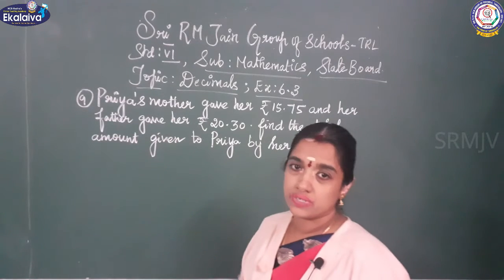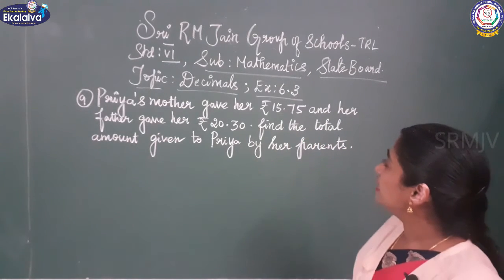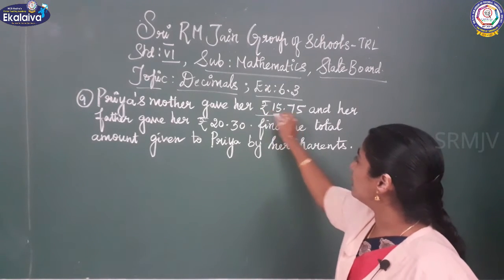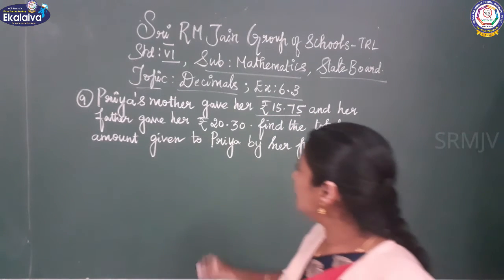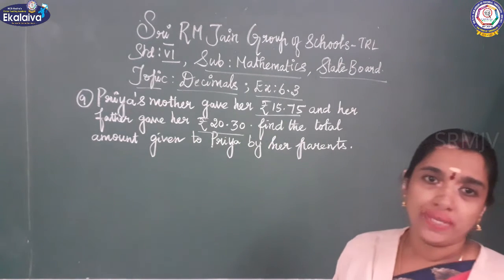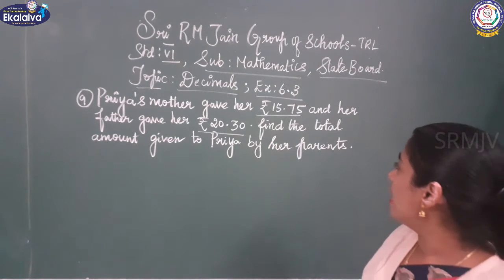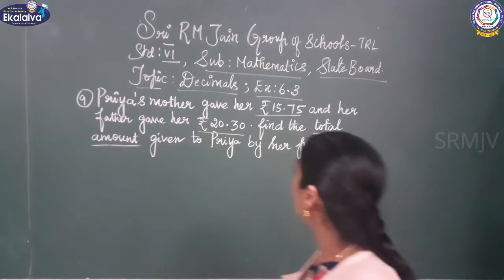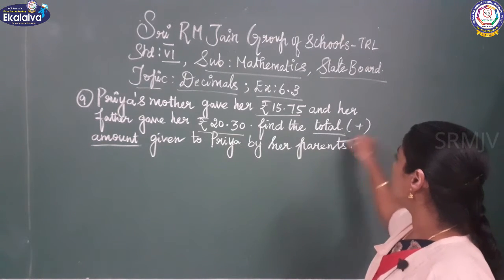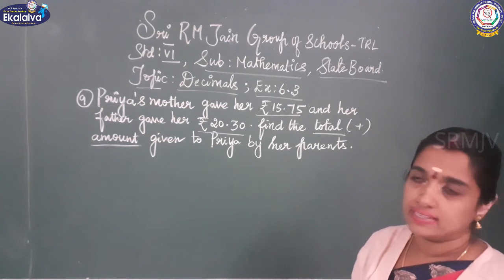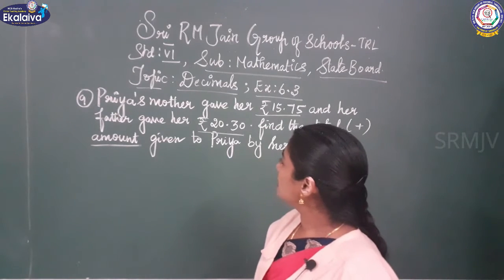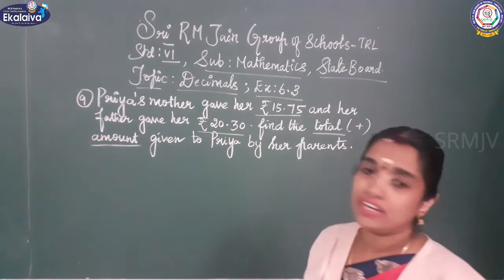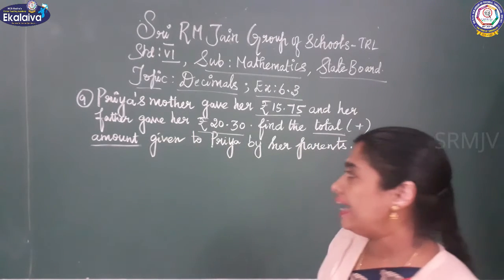Children, see the 9th question. Priya's mother gave her 15 rupee 75 paise and her father gave 20 rupee 30 paise. Find the total amount. So total amount means what I am going to do? I am going to add. Is it clear? So total amount means I am going to add. The amount given by father and mother, I am going to add here.